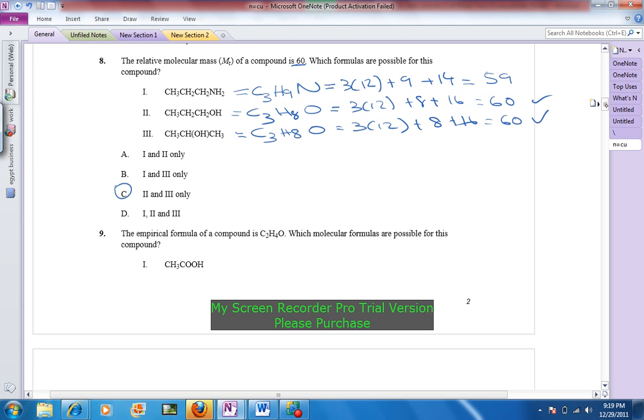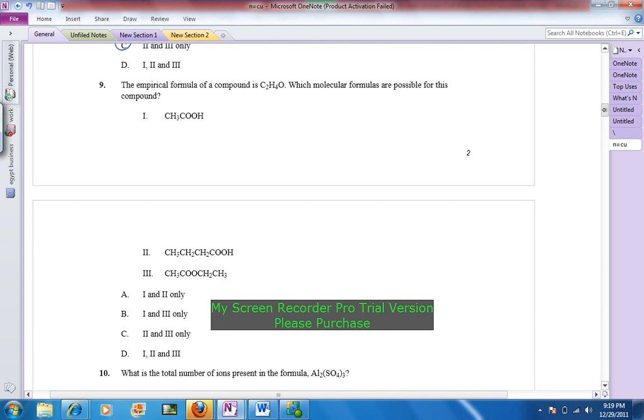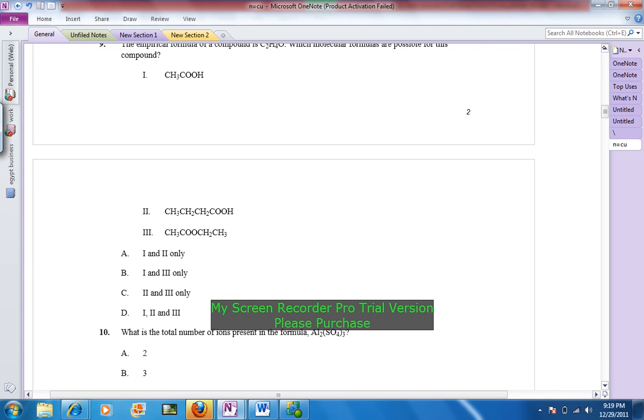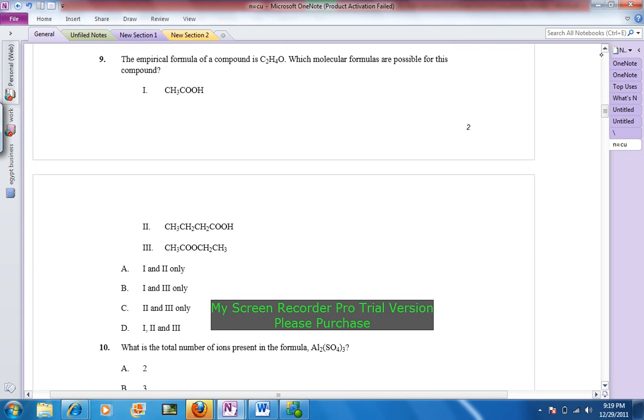Okay, moving on to the next one. Oh, it's on 2 separate pages. Forgive me, guys. Okay, the empirical formula of a compound is C2H4O. Which molecular formulas are possible for this compound?